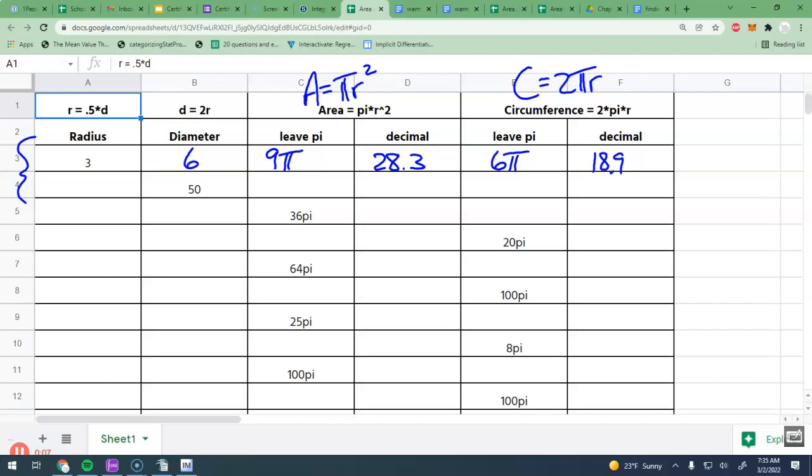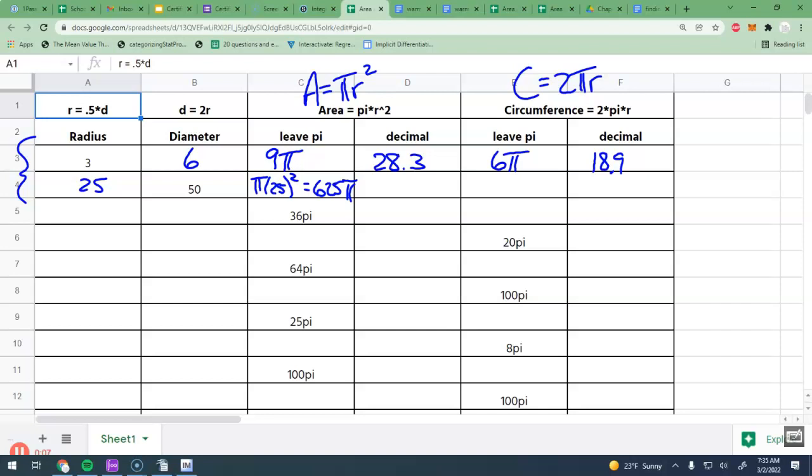So then if I do the second row, the radius is half the diameter, so that'd be 25. And then you would put pi times the radius squared, so you're going to square the 25. So it really looks like that. You don't have to write this part, but it looks like that. And then that'd be 625 times pi.